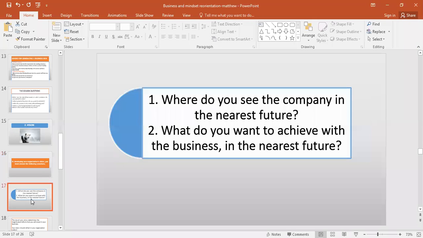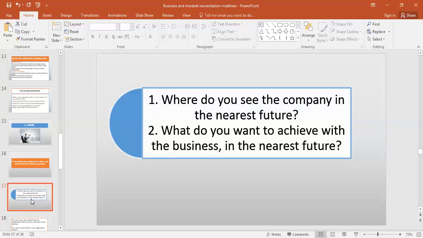Where is your company heading to? Where do you see the business enterprise in the nearest future? What do you want to achieve in that industry? What do you want to achieve in that business? In the nearest future, what do you want to become? What do you want the business to become? These are the questions you should sit down and ask yourself after you have identified the business idea.